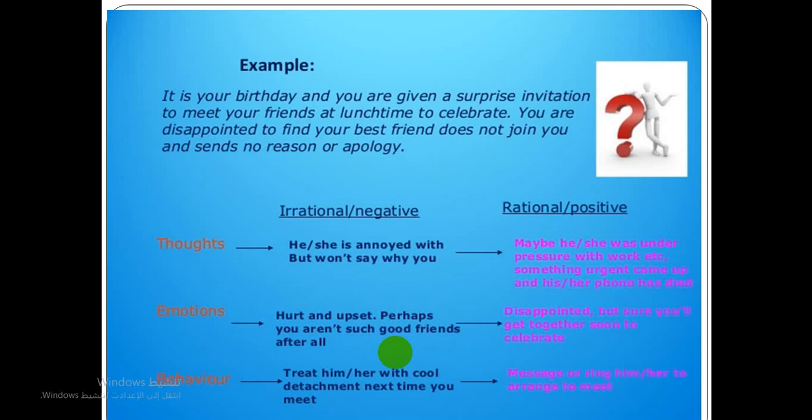According to emotions, negative: hurt and upset. Perhaps you aren't such good friends after all. The positive meaning: disappointed, but sure you will get together soon to celebrate. According to behavior, negative meaning: treat him or her with cool detachment next time you meet. But the positive meaning: message or call him or her to arrange to meet.